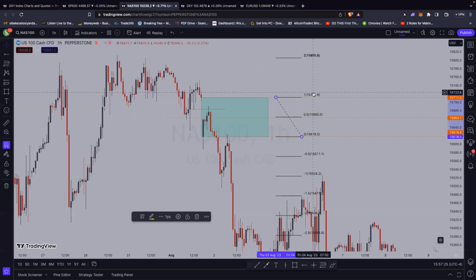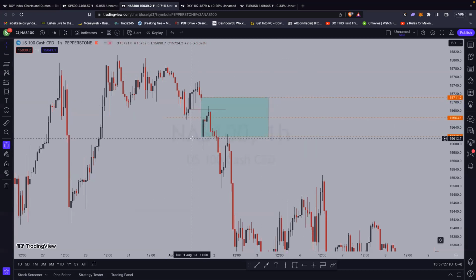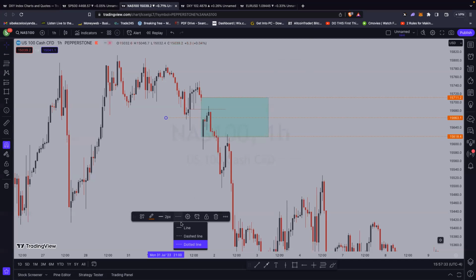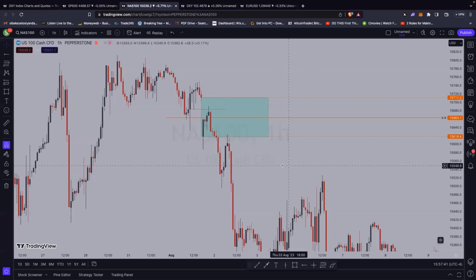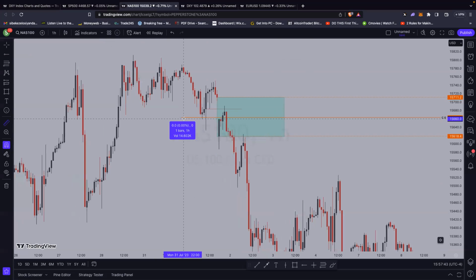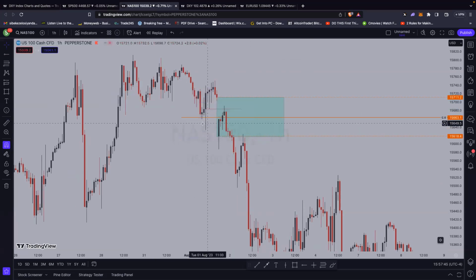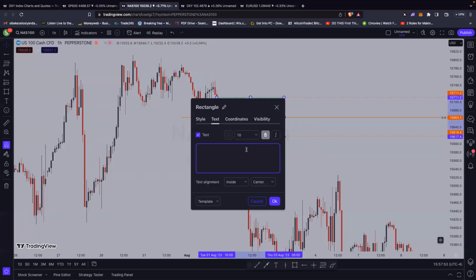So we traded above the consequent encroachment. Let me use solid lines because I'm sure you guys can't see. This is the CE, right? We left, when we opened, we came back, we filled this gap here. This is a gap, right?